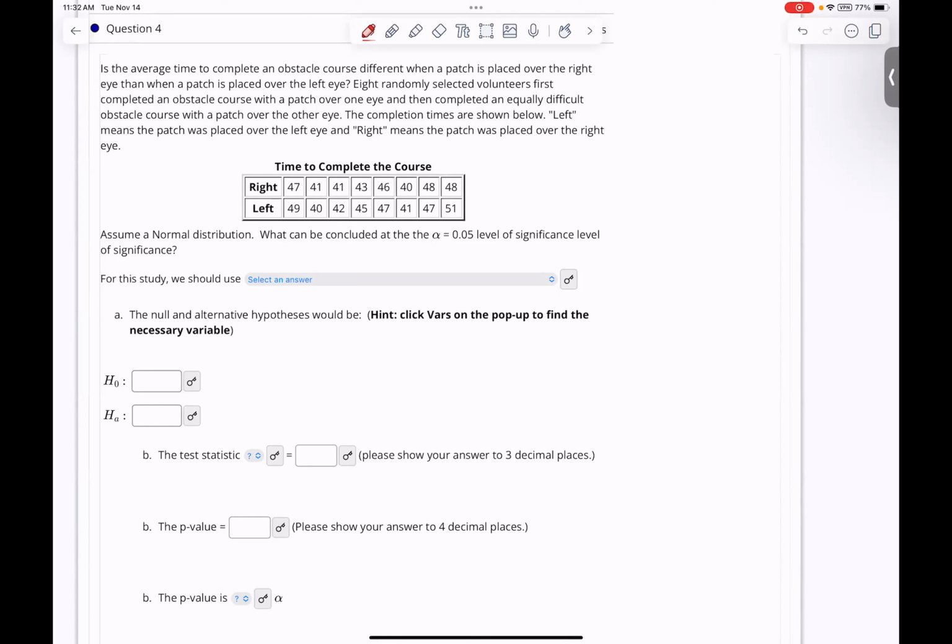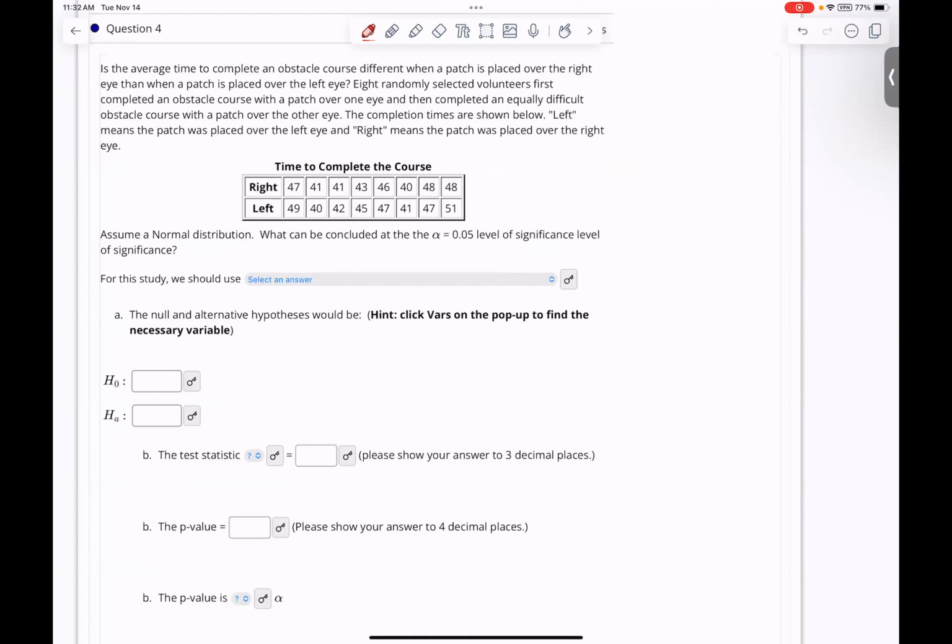Assume a normal distribution. What can be concluded at the alpha of 0.05 level of significance? For this study, this is matched pairs, because we're comparing one person with a patch over the right eye, and then the person completes the same obstacle course with a patch over the left eye. So these are dependent pairs, and we're comparing the difference.